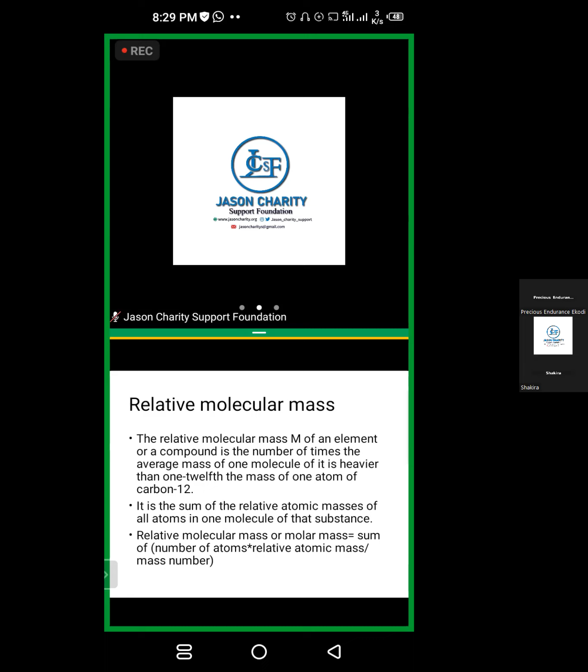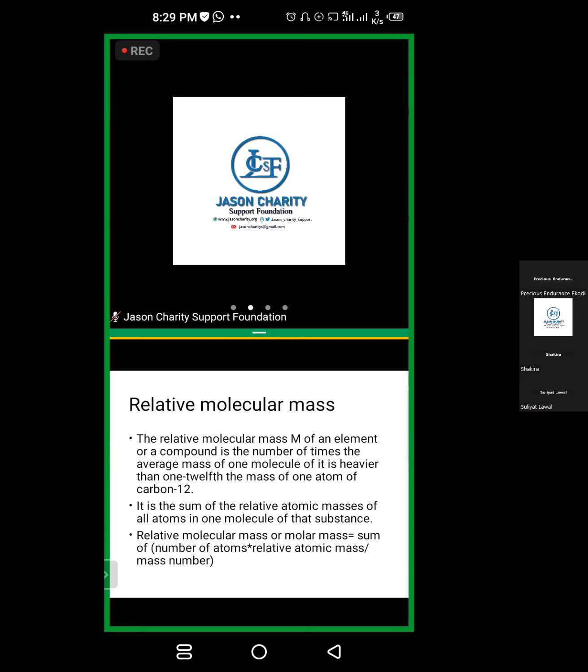Now, for you to get the relative molecular mass of an element or a group of elements, you need to add up the masses of the different atoms that make up this molecule. And by adding them up, you will get the relative molecular mass of that molecule. Now, the formula here shows how we can actually do this. You see there, it says relative molecular mass or molar mass is equal to the sum of the number of atoms times the relative atomic mass or mass number of each atom.